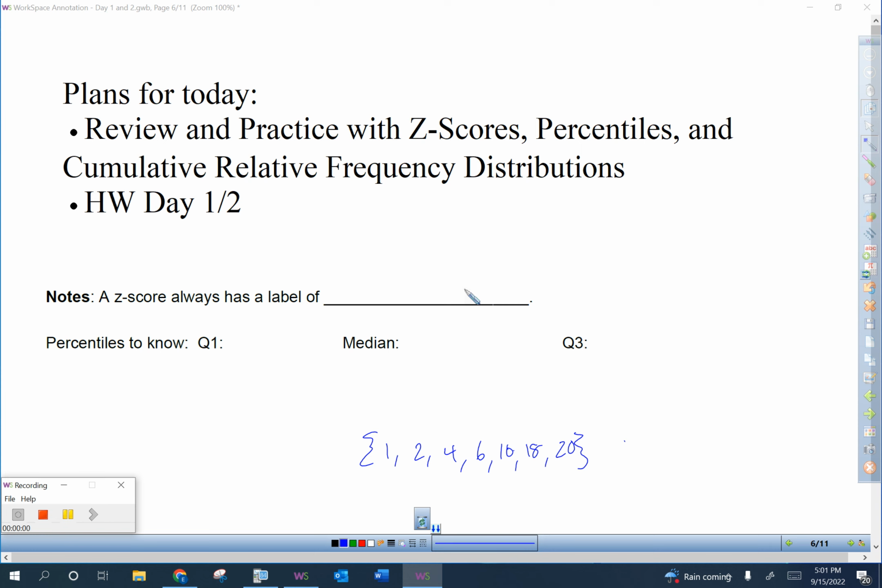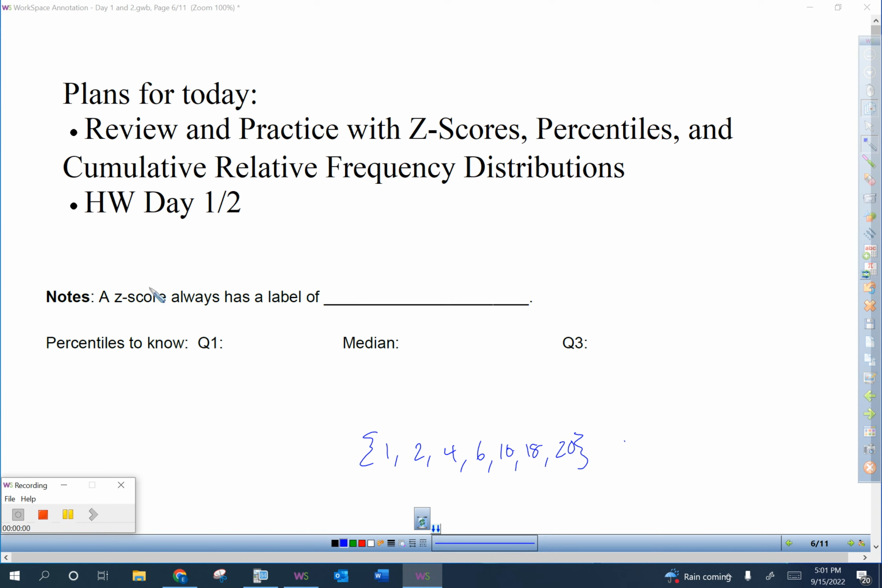Alright, y'all, we are in day 2 of chapter 2. We are going to review what we talked about last time in practice with Z-scores, percentiles, and cumulative relative frequency distributions, which is just a fancy way to represent percentiles to give an estimate. Now, where we left off from last time is we were talking about Z-scores.